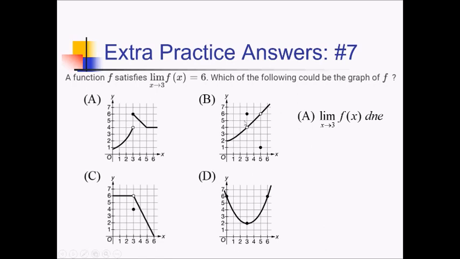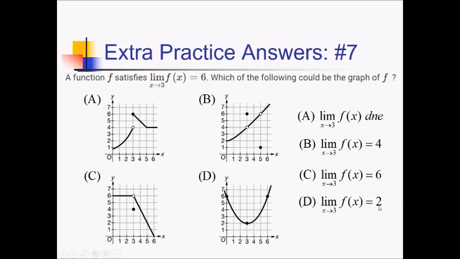On to choice B, as we approach 3 from the left, we're going to 4. From the right, the limit is also 4. 4 is not 6. It's a number, but it's not the one we wanted. So B also is no good. Choice C, from the left and the right side, we are approaching the value 6 as x approaches 3. So that looks like a pretty good answer choice, but let's take a look at D to be on the safe side. Choice D, from the left and the right side, we appear to be approaching the y value 2. So again, not the number we wanted, so choice C it is.